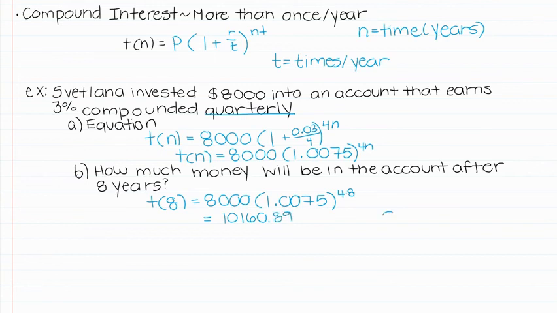And we get 10,160.89. So really, in terms of the context, that means in the account there would be $10,160.89. So they earned $2,160.89 in that amount of time. Definitely feel free to rewatch this, and the notes are posted as well if you just want to look at that.